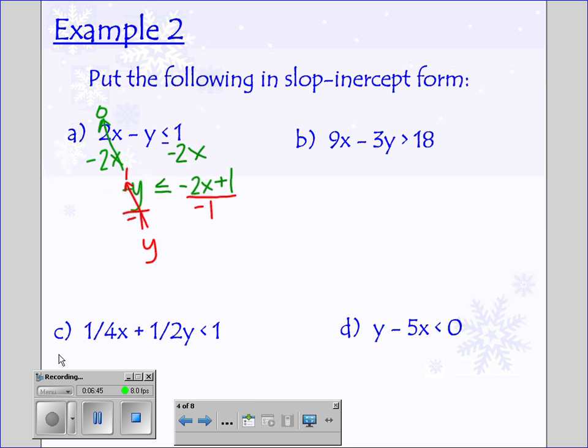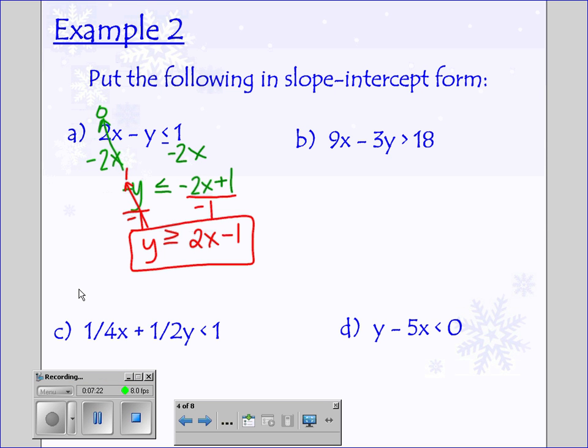Then we have to look at the inequality. Because I divided by a negative number, it must change from less than or equal to, to greater than or equal to. Then negative 2x divided by negative 1, a negative divided by a negative is a positive. And positive 1 divided by negative 1, a positive divided by a negative is a negative. So y is greater than or equal to 2x minus 1 is the solution for slope-intercept form of that inequality.